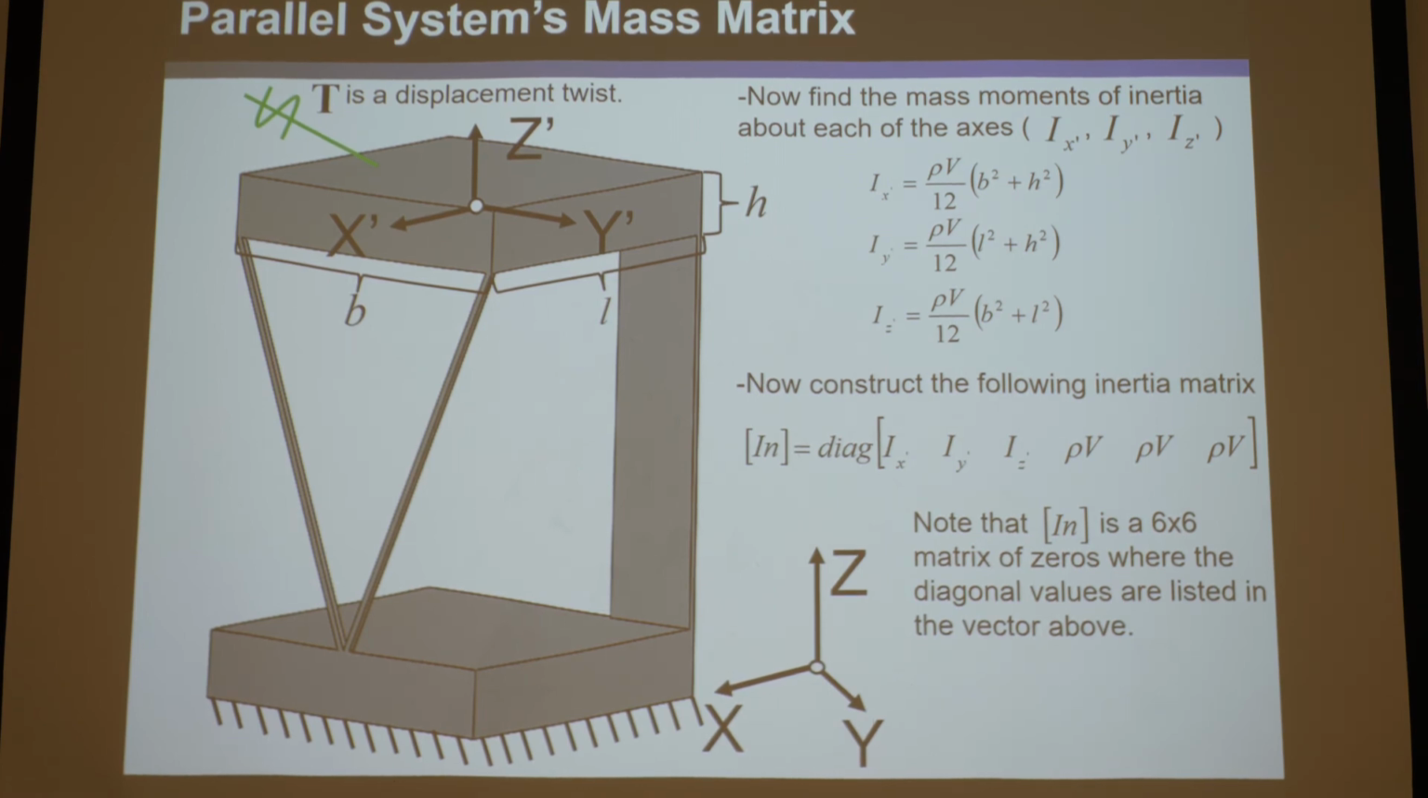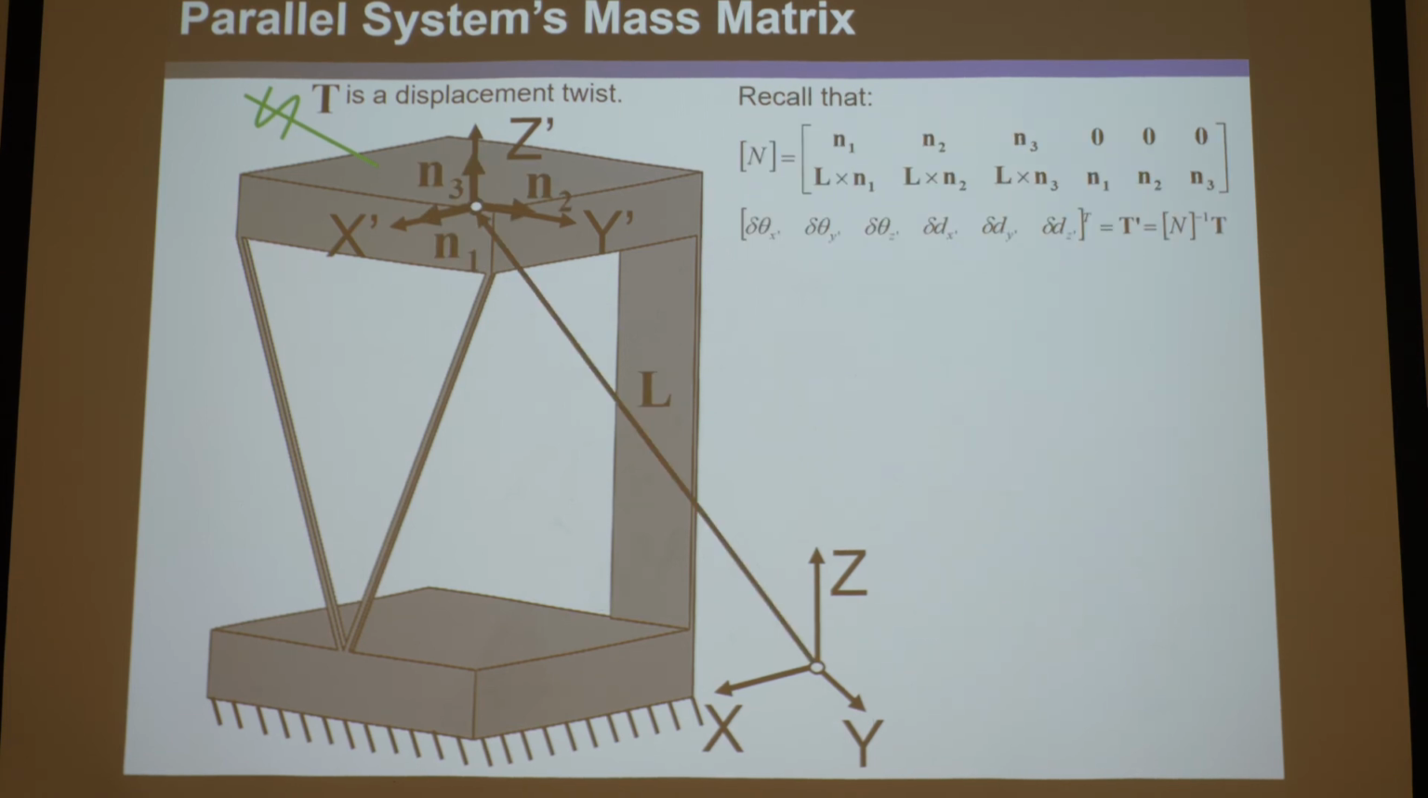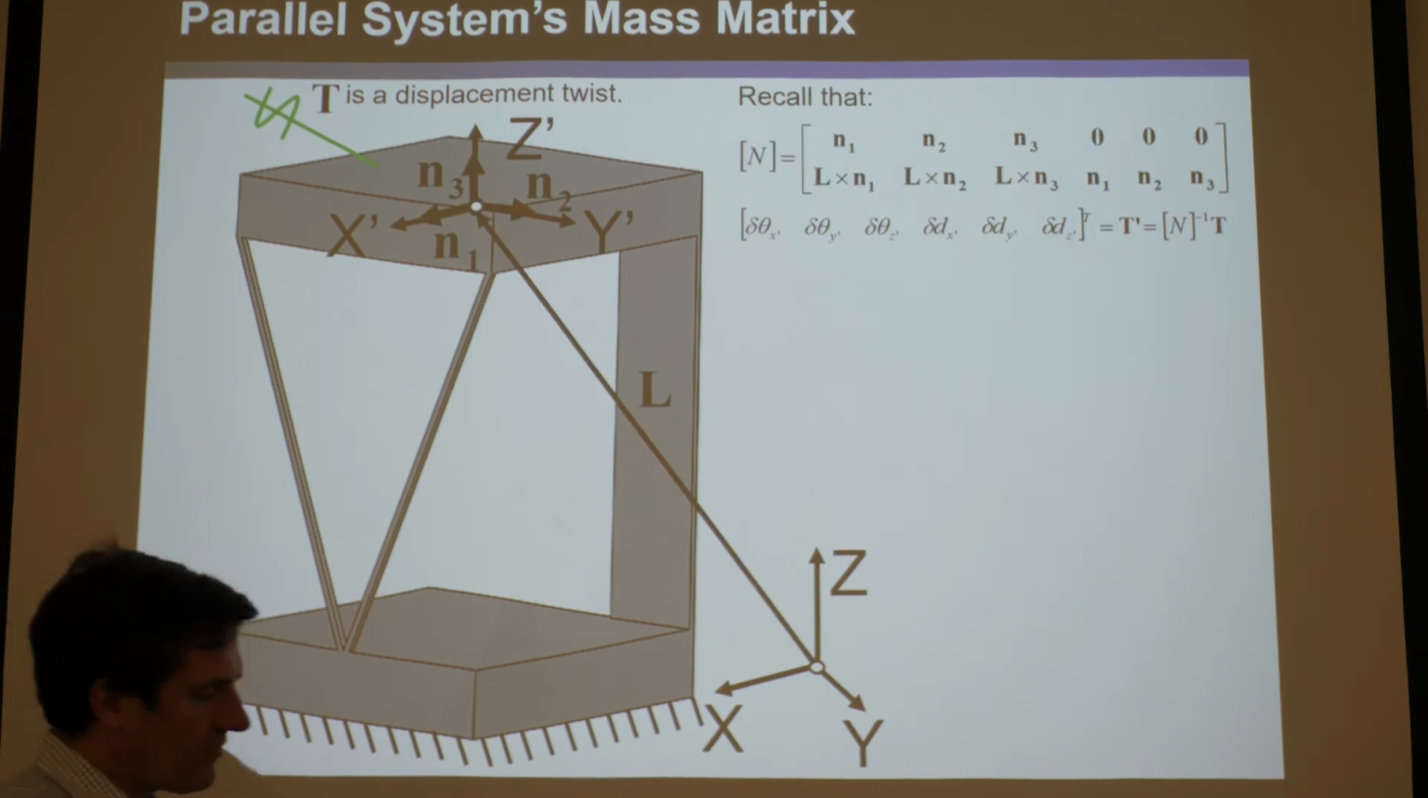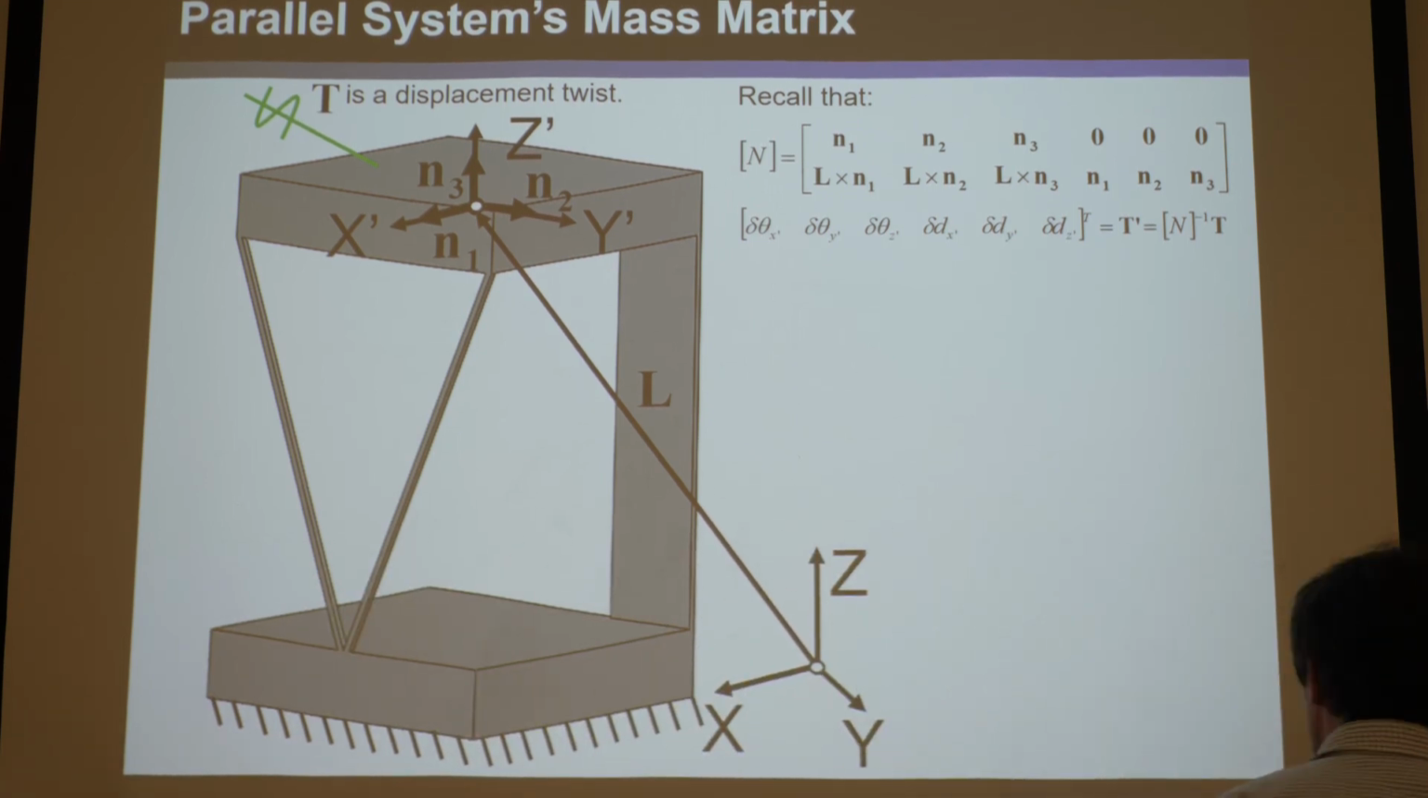Then define your L, N1, N2, and N3 vectors and make a transformation matrix. Find the inverse and the norm one of that, and then find an inertia matrix, where you find the mass moments of inertia about the principal axes you found, and then plug in your mass there. And finally, now what do you do with that? Well, I'm going to prove what you do with it.